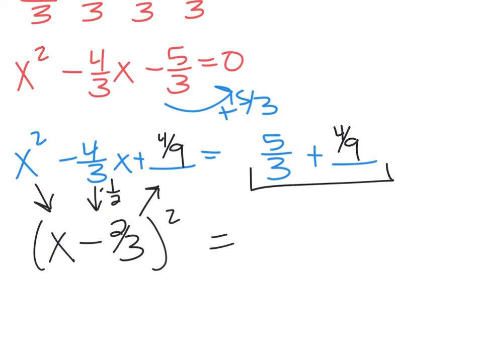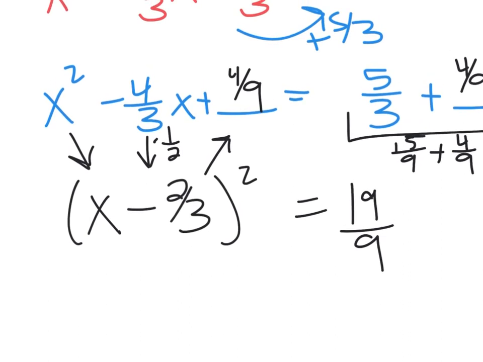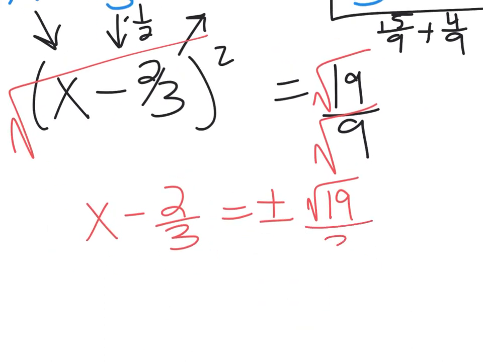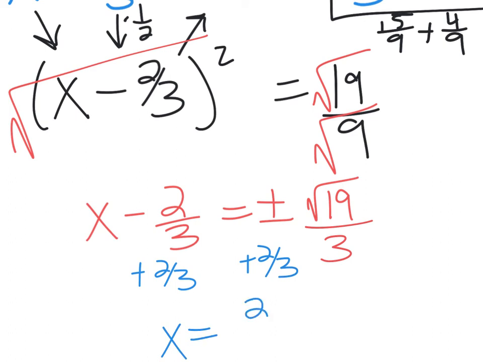Combining these two to get common denominators, this would be 15/9 plus 4/9, which is 19/9. And then to finish solving, we're going to take the square root. So we get x minus 2/3 equals plus or minus, and then square root of 19 we don't know, but the square root of 9 in the denominator we know is 3. And we add over the 2/3. So we can write our final answer as x equals 2/3 plus or minus root 19/3.